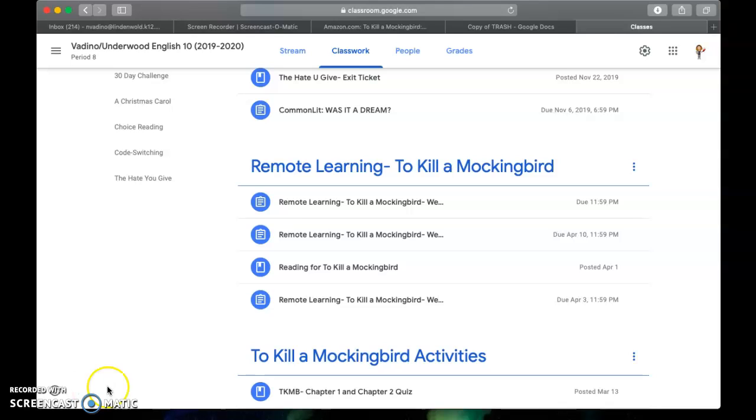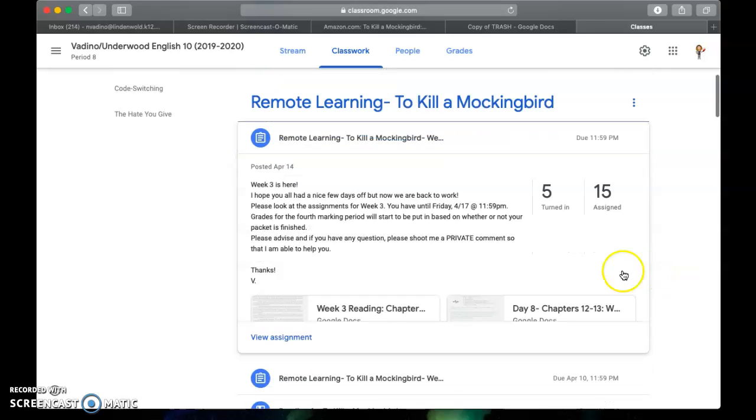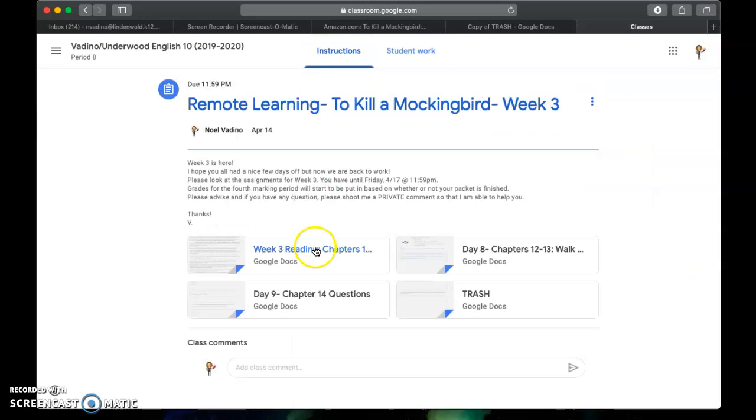So one of the questions was about the mob scene that comes, and why do they come to Atticus in the middle of the night towards the jail cell, and what are they doing, and what can we guess that they're doing. So if you look at your week 3, which is due tonight at 11:59, I am looking at the view assignment.